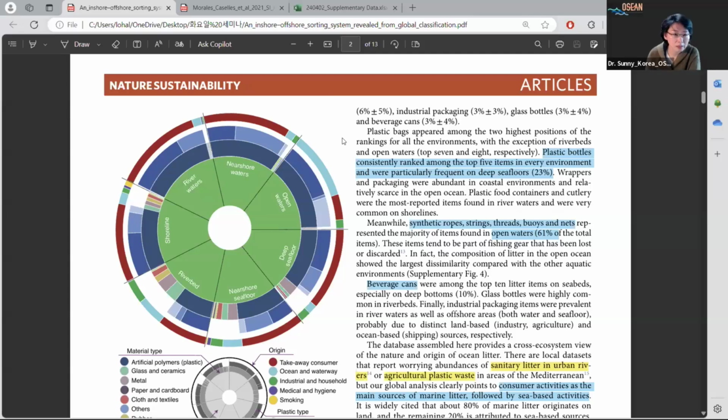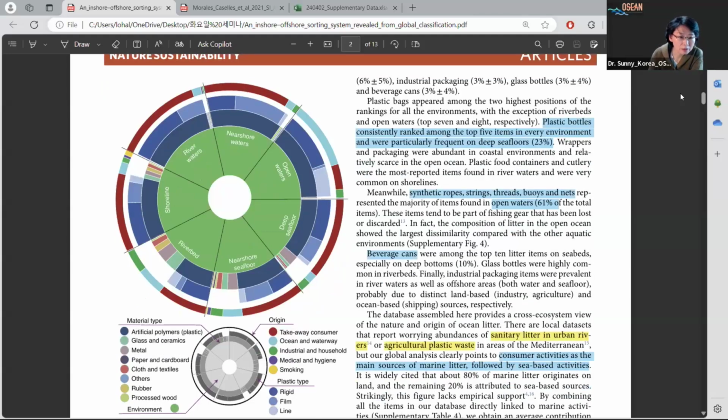Okay. Now, this figure has a lot of information in one diagram. The outer line represents the origin, and the origin includes the ICC-based categorization. That's why Nicolas Mallos from Ocean Conservancy is one of the authors, and this team used ICC data for the analysis.